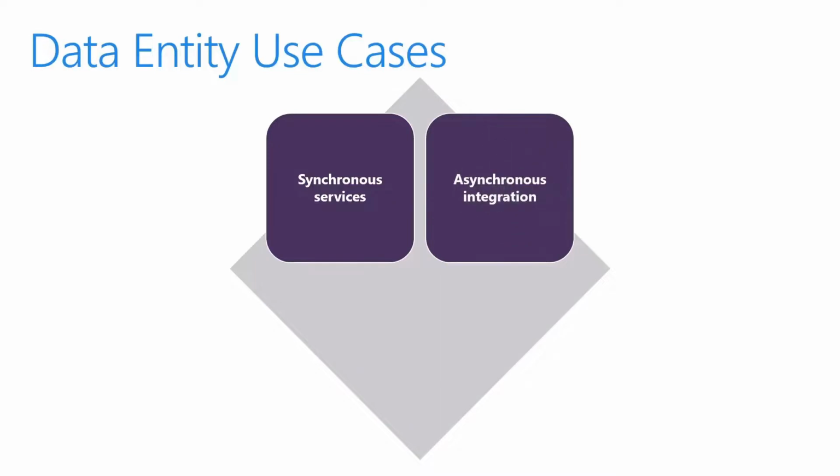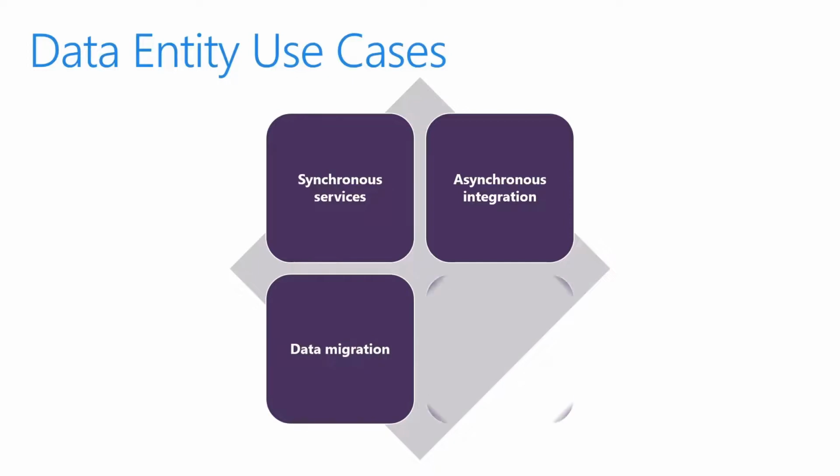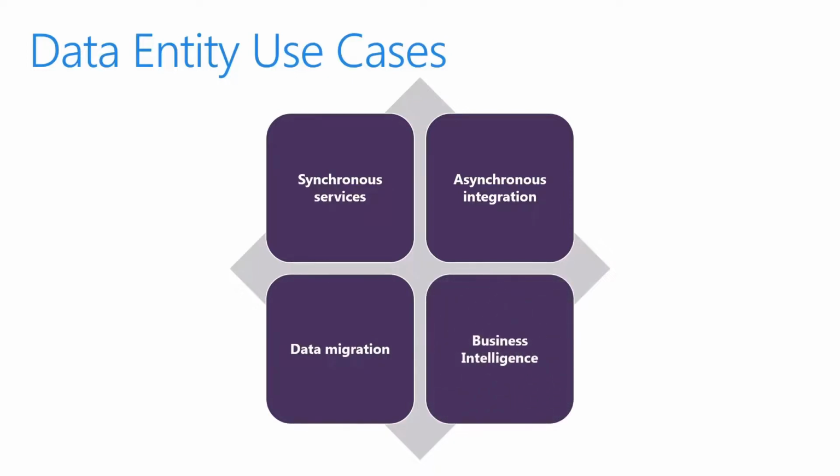Next is asynchronous integration. Data entities also support asynchronous integration through a data management pipeline. This enables asynchronous and high-performing data insertion and extraction scenarios. So this can include interactive file-based import-export or recurring integration, so file queue, and so on. Next, we also use this for data migration, as well as business intelligence.